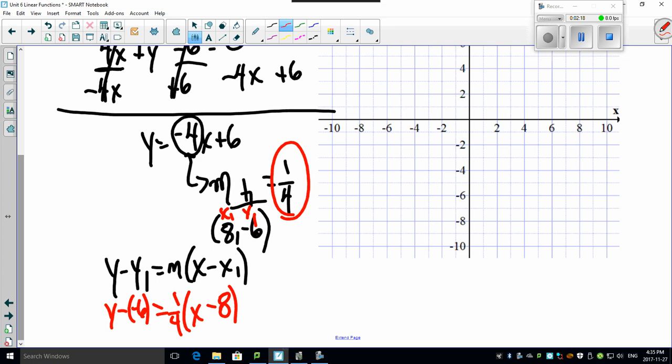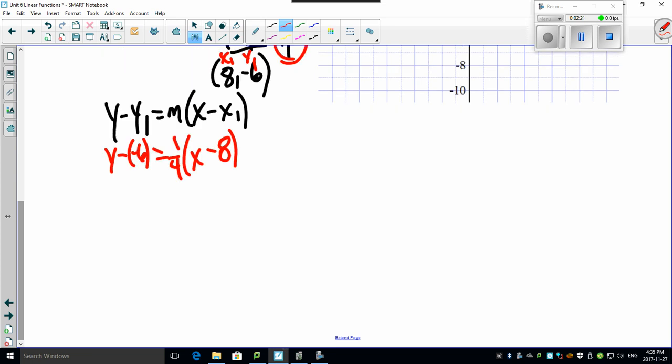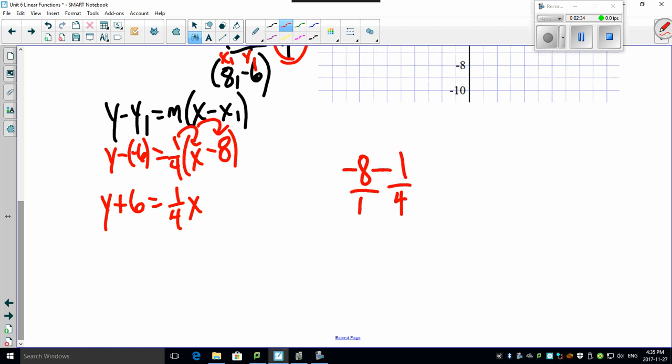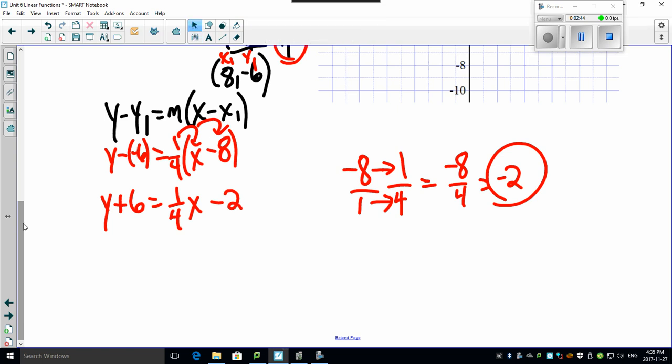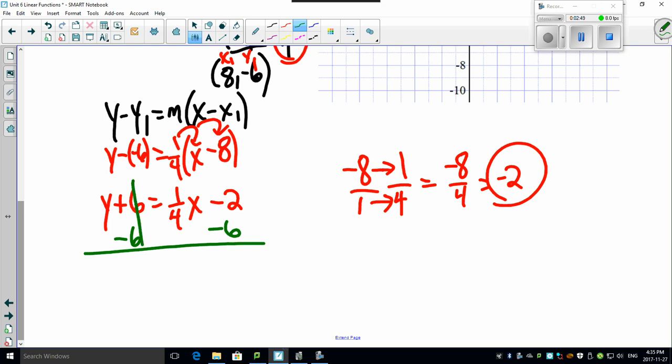And of course, we're going to have to distribute again. Oh, man. Okay. y minus a negative makes it a plus 6. Distribute this and that. So you've got a quarter x. And here we go. Minus 8 times a quarter. Have you figured this out yet? I hope so. That's minus 8 over 4, which works out to just be plain old minus 2. And look how pretty this is turning out. And then clean it up a little more by subtracting the 6 from both sides. And look what we have. y equals a quarter x minus 8.